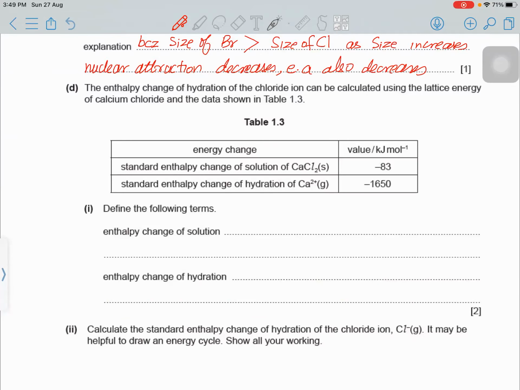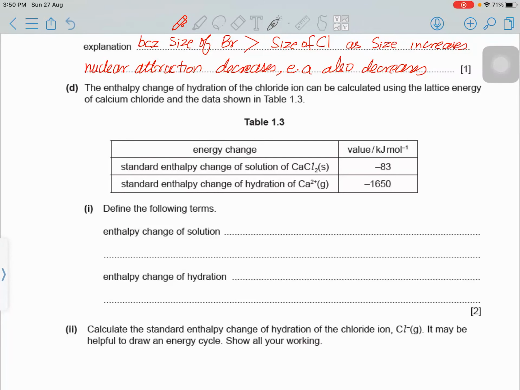Standard enthalpy of solution is given, hydration is given. And then the examiner asks, define enthalpy of solution and enthalpy of hydration. Can you tell me the definition of hydration and solution? So the first one is the enthalpy change when water is added to 1 mole of ionic solid to form aqueous ions, to form a dilute solution, right?